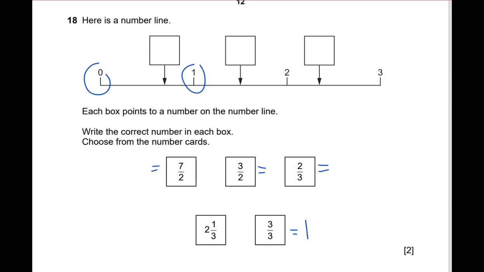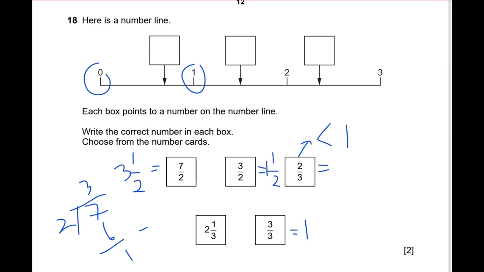This is 3 over 3 equals 1. This is less than 1: 2 over 3 is less than 1. And 3 over 2 equals 1 and a half. 7 over 2 equals 3 and a half. You want to know how to do this? 7 divided by 2. 2 times 3 is 6. 6 minus 7 leaves 1, so we put 1 over 2. That's how we got 3 and a half for 7 over 2.